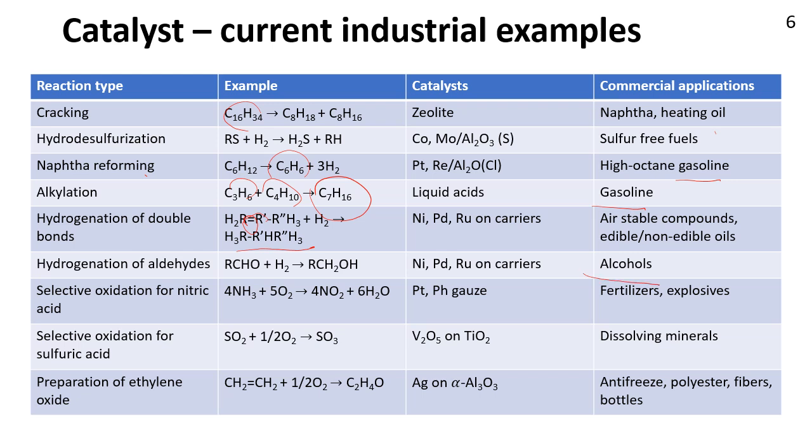You could do the selective oxidation to form nitric acid, which is used in fertilizers and explosives. And here platinum and rhodium, sorry, this is rhodium, is used. And you could also form sulfuric acid, which is used in a lot of industries to dissolve minerals. And you can also form ethylene oxide, which is used in antifreeze or fibers and bottles.